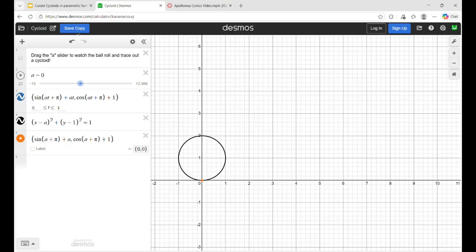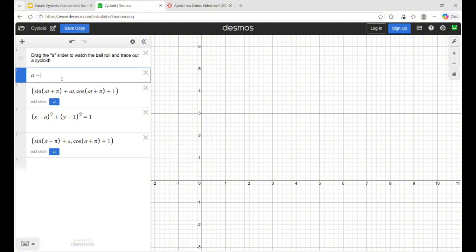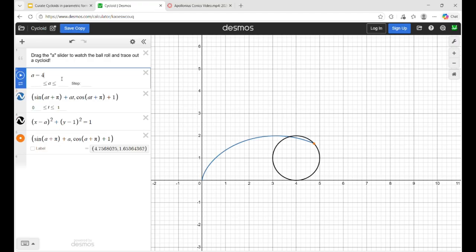In order to help visualize the relation between arc length and the x-coordinate of the circle, I will directly input a number into A. In this case, I will use 4. As you can see, the center of the circle directly lines up with 4 on the x-axis. This proves the relation between arc length and the x-coordinate of the center of the circle.